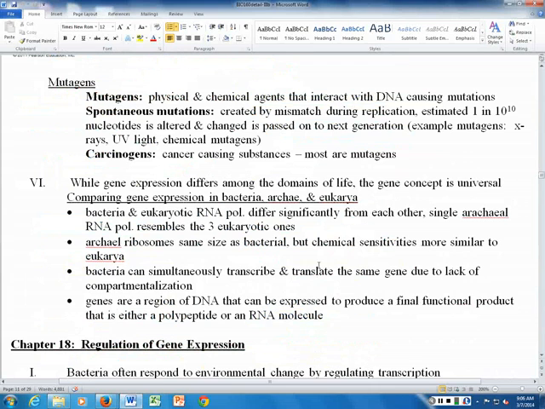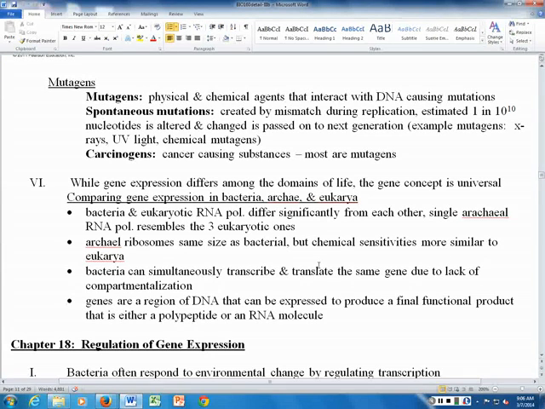So mutagens are physical and chemical agents that interact with the DNA and cause mutations. Sometimes you can have spontaneous mutations. These are just created by, it's like a typo. You're going along reading it and you just misread it. It's estimated that 1 in 10 to the 10th nucleotides ends up being altered and the change gets passed on to the next generation.